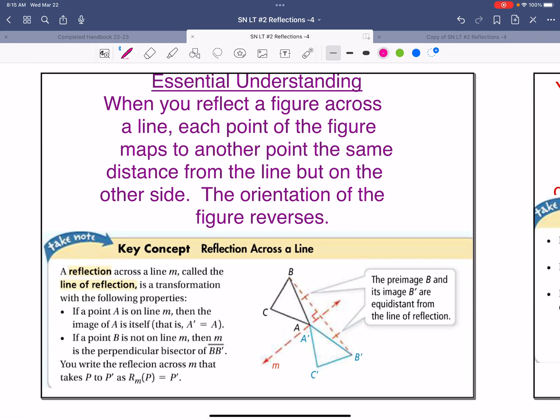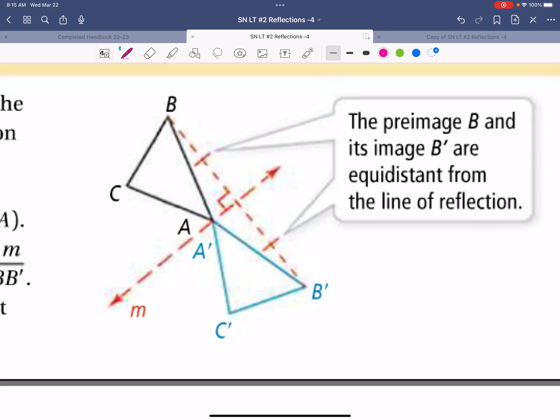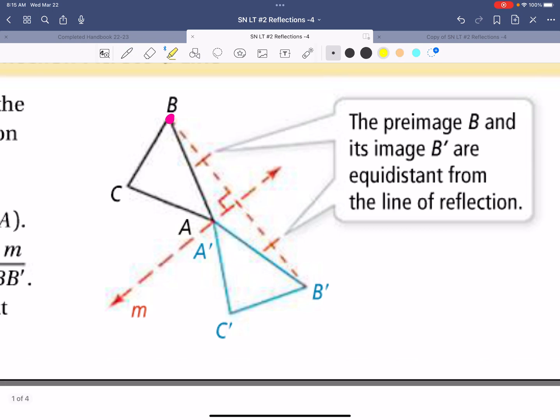When you reflect a figure across a line, each point of the figure maps to another point the same distance from the line of reflection, but on the other side. The orientation of the figure reverses. So you can see that happening here, where if I'm taking point B and I want to reflect over this line of reflection right here, two things will occur. First, if I take B and travel at a perpendicular path to the line of reflection, I will get B prime on the opposite side.